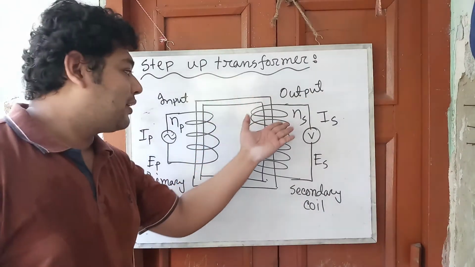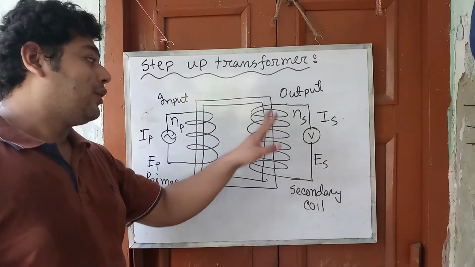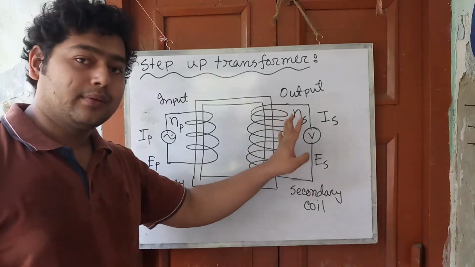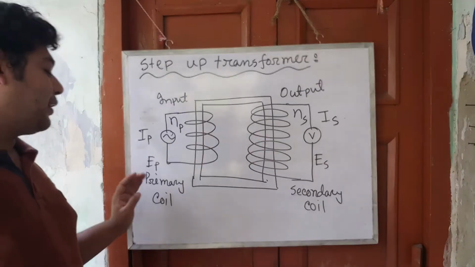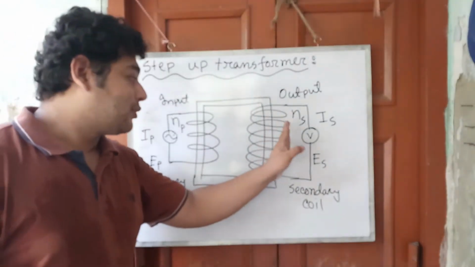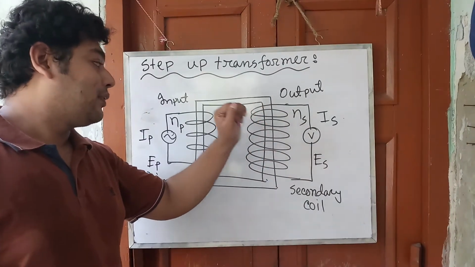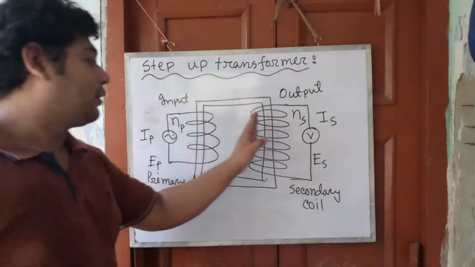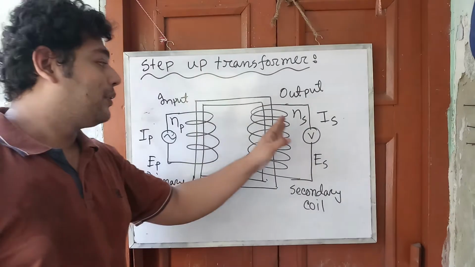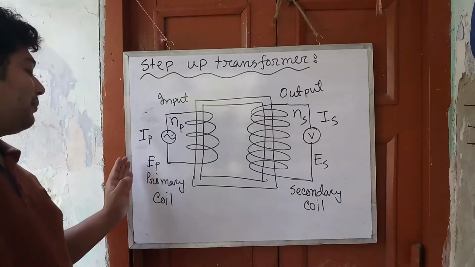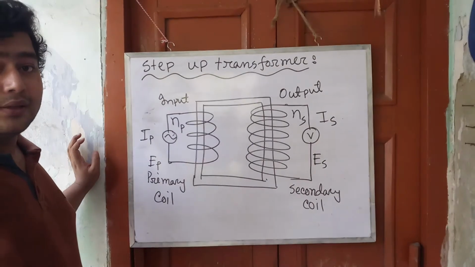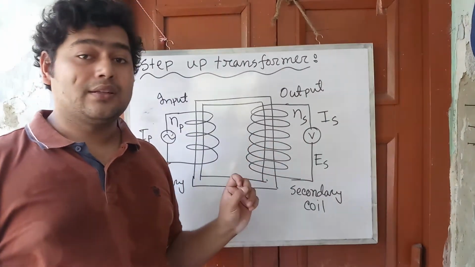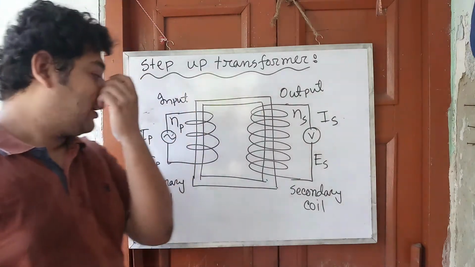Here the number of turns is very much greater, so in this part the resistance is very much higher than the input part or primary coil. Because of the increase of the resistance in this part, the current will be less than in the primary coil, because the current and resistance are inversely related.